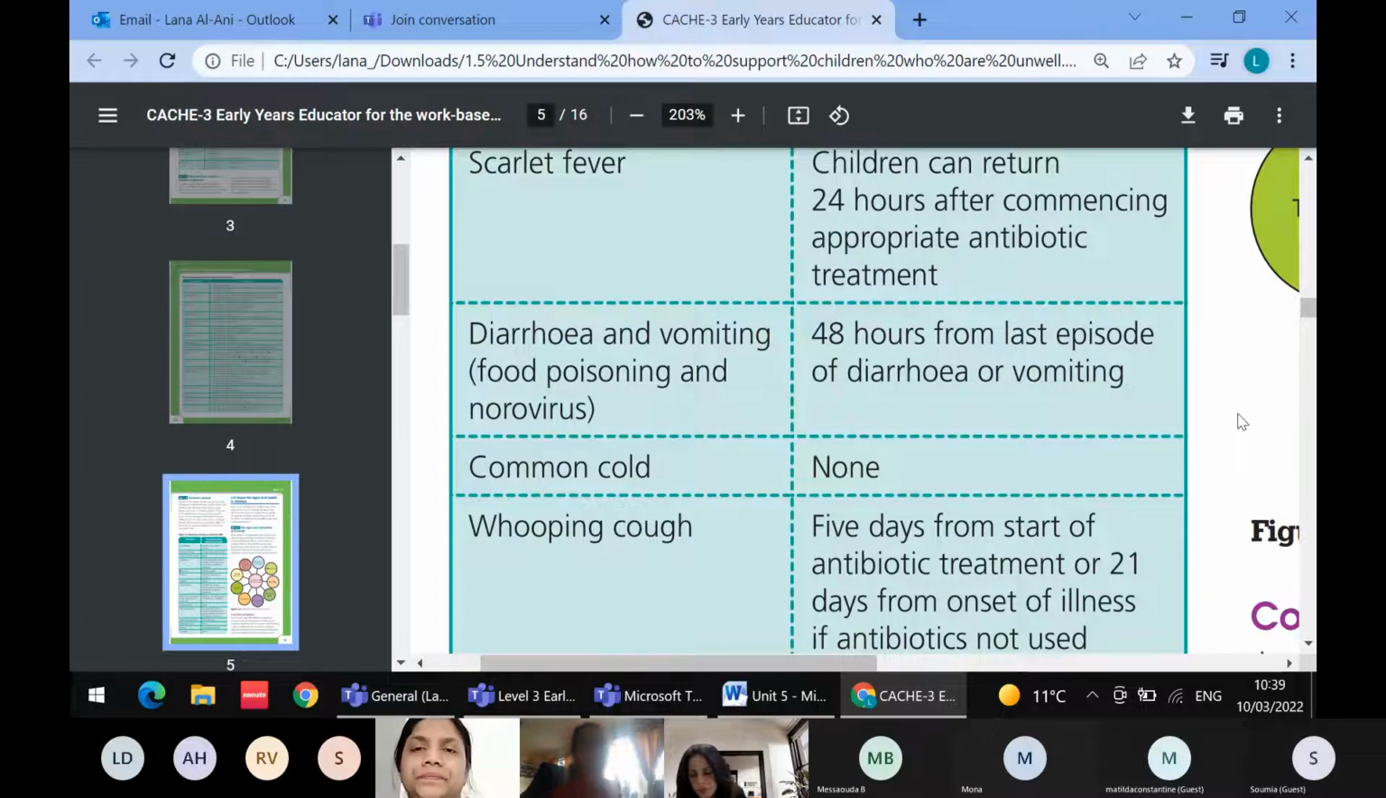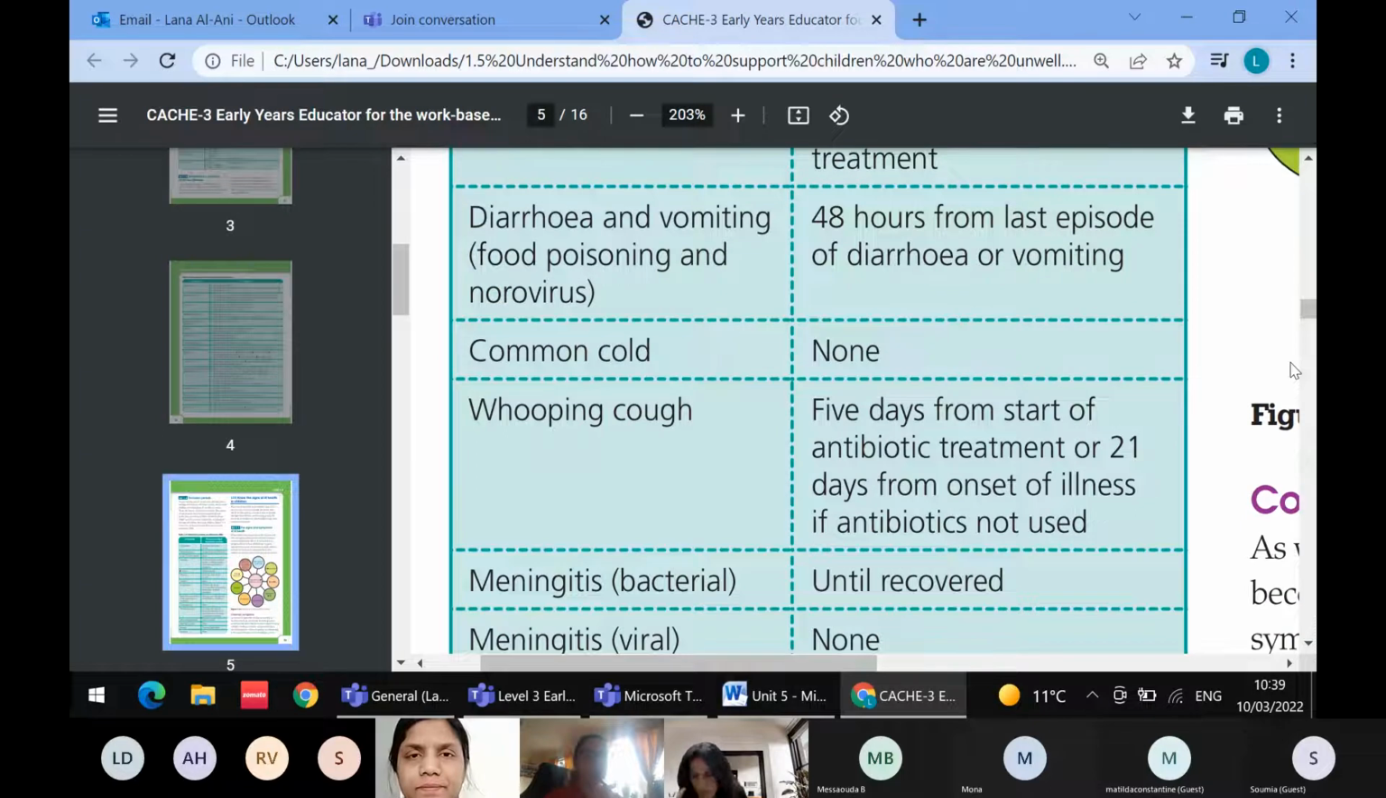How about diarrhea and vomiting? 48 hours, from the first time they had the diarrhea and vomiting. Very good. How about the common cold? It's not necessary. You can't tell the parents not to bring their child just because of a common cold. That's just normal.